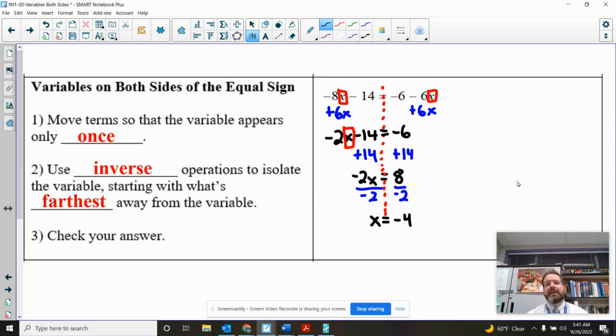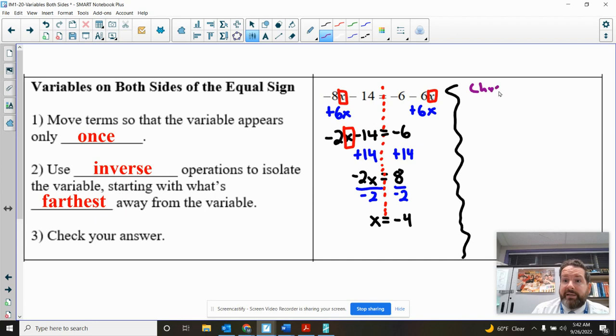And there you go. Now checking your answer this time, and I am going to do the check over here off to the side, so I'll just make a little space for myself. Means we're going to put the negative 4 in the original equation. So here we are checking. And wherever you see those x's, that's where you put the negative 4 in parentheses. So negative 8 times negative 4. And we want to see, is that in fact equal to negative 6 minus 6 times negative 4?